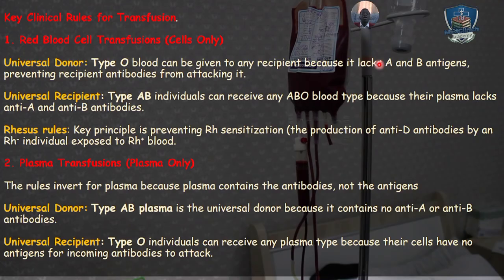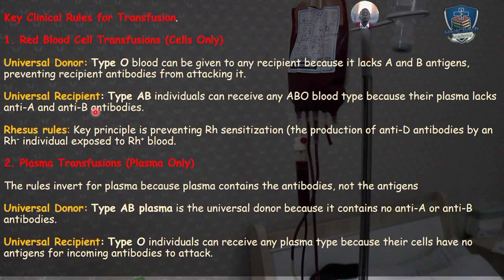Because remember, the reaction that occurs is between the donor's antigen and the recipient's antibody. So if you give someone blood that lacks an antigen, there will be no reaction because there's no antigen to react with. On the other hand, when it comes to universal recipient, AB positive is regarded as the universal recipient. Why? It's because they lack antibodies. They don't have any antibodies in their plasma. So that being said, these clans can receive any blood type.